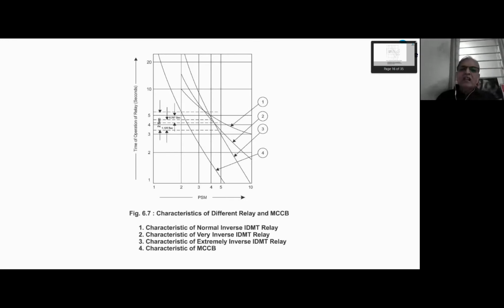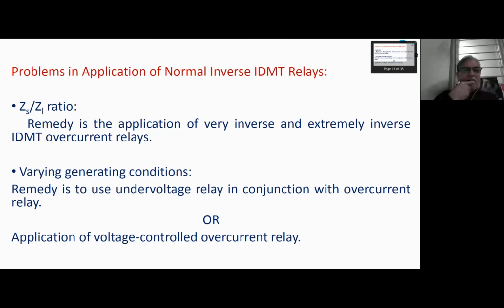If I use it, then it best matches with the fuse characteristic number 4 or FCCB characteristic, right? And therefore the end section feeder would be better if it is protected by an extremely inverse relay. Another problem is varying generating conditions, right? At night time the load is less, therefore you may trip some of the generators. Say there are 5 generators and you may trip 2 or 3 generators, only 2 are working because at night time the load is less.